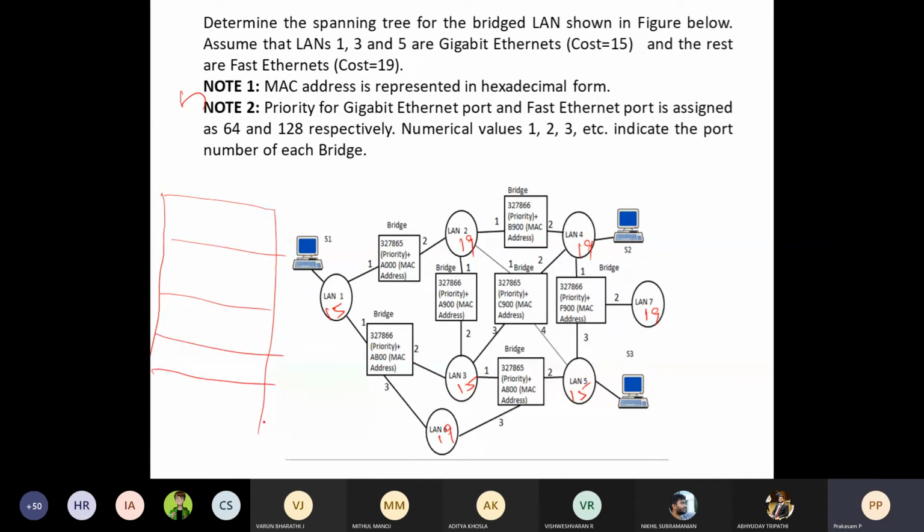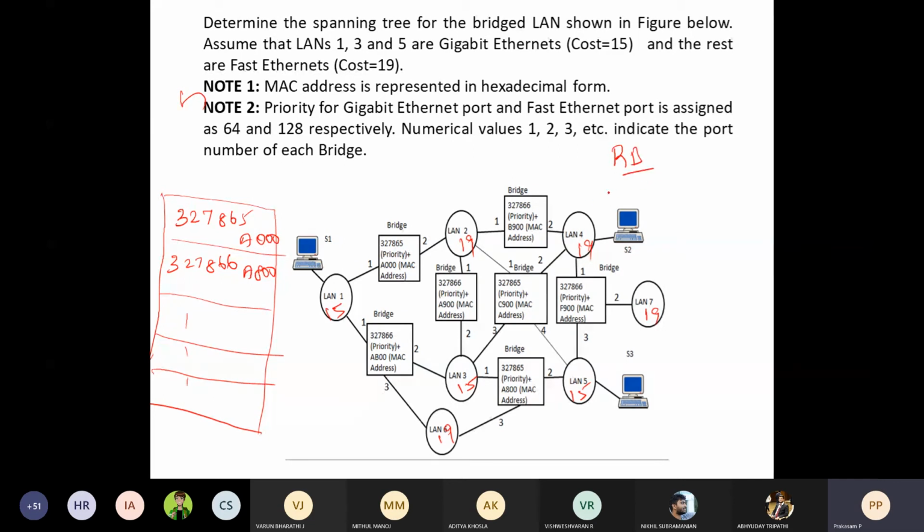Bridge ID is nothing but the combination of priority plus MAC address. So let us consider this is the first: 32786 5 8000. Then 32786 6 8800. Similarly, write all of these. So the first step is the root bridge.